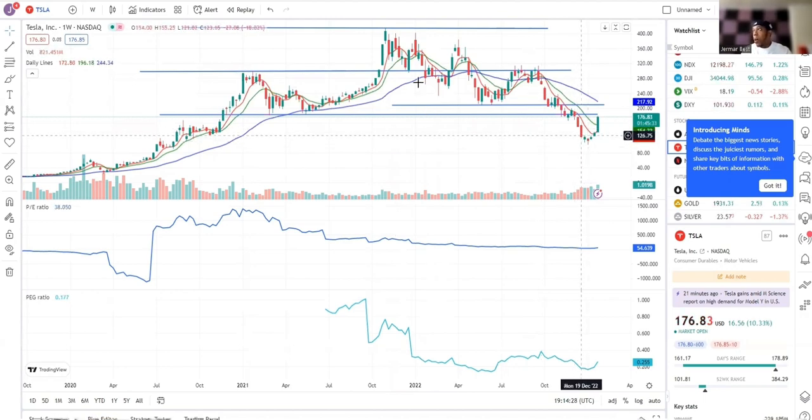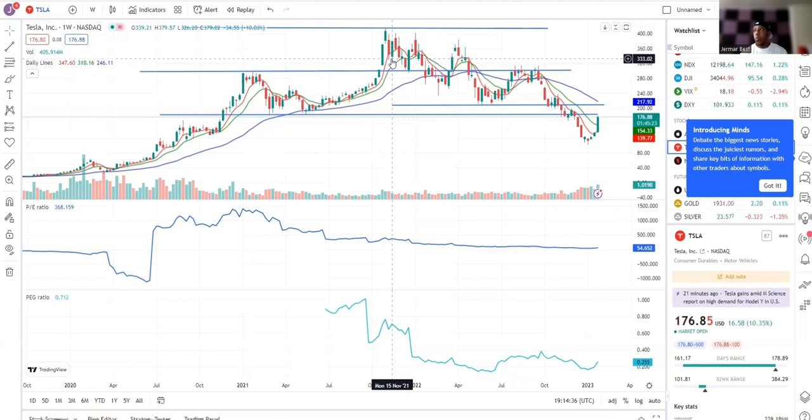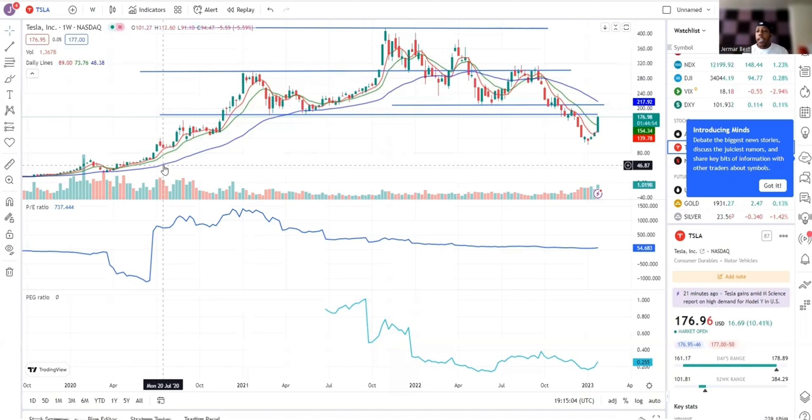So once I saw this, you want to go back and start marking off some of the support and resistance levels. So what are support and resistance levels? A support level is when a stock can't go below a certain level, which is why it's called support.